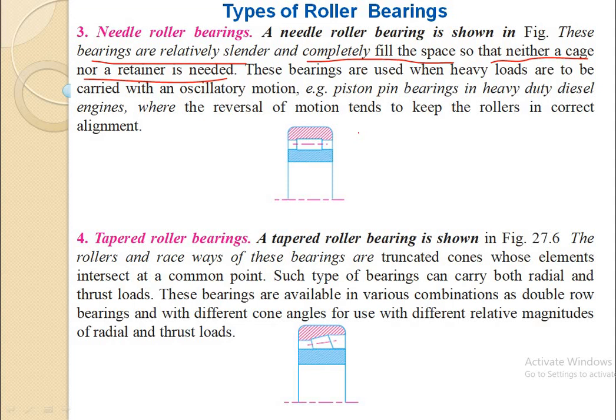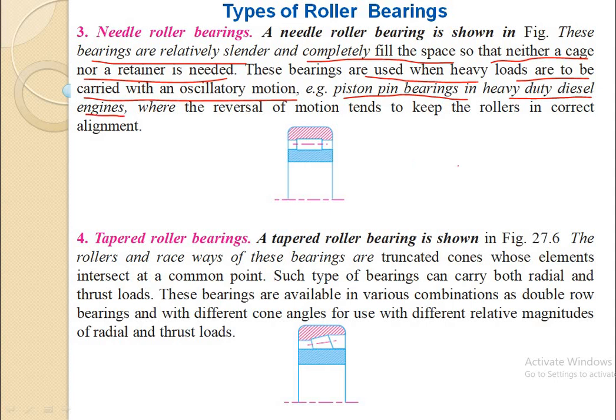That's why these are known as the needle roller bearings. These are slender in type and can accommodate the complete space between the inner and outer races. These bearings are used when heavy loads are to be carried with an oscillatory motion. The best example is the piston pin bearing in heavy duty diesel engines.